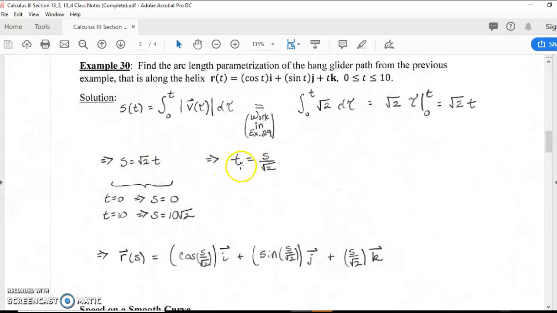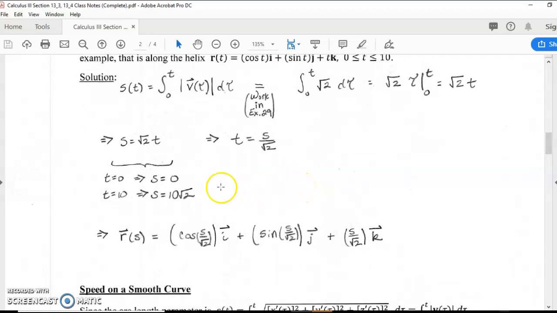Solving for t, I get that t is s divided by the square root of 2. Now, what I also need to remember is that I need to say where s ranges from. As t goes from 0 to 10, when t is 0, s will be 0. And when t is 10, s is 10 square root of 2.